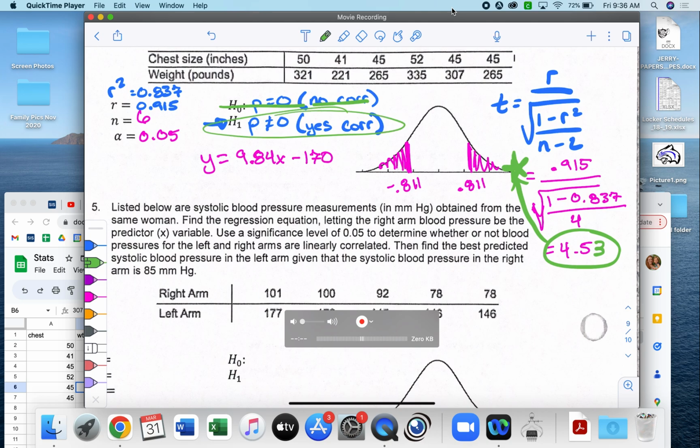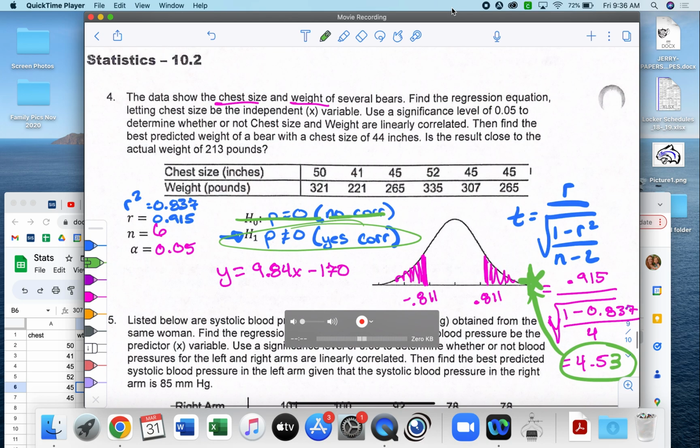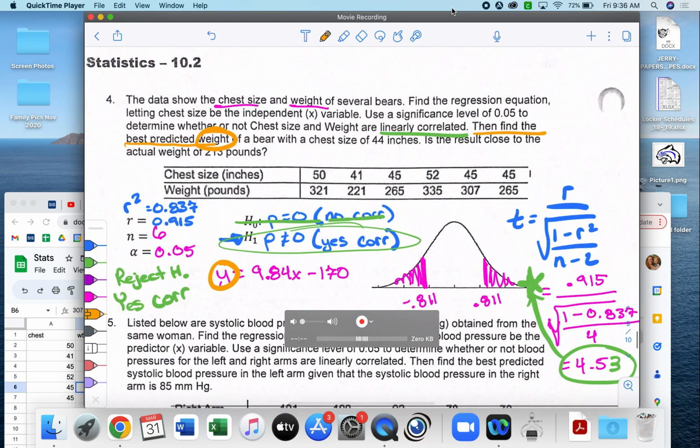We anticipated that. But now we're going to use that to answer a question real quick. It says, use the significance level to determine whether or not chest size and weight are linearly correlated. So we're going to say reject H naught. Yes, correlation. Instead of saying the claim is true, claim is false, I usually say yes, correlation. All right, then they have me do one more thing. Find the best predicted weight. Which one was weight, X or Y? Y. They want me to find Y.